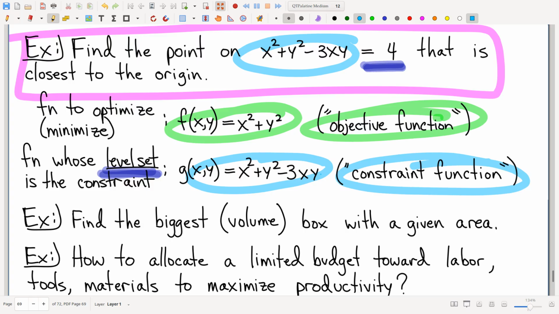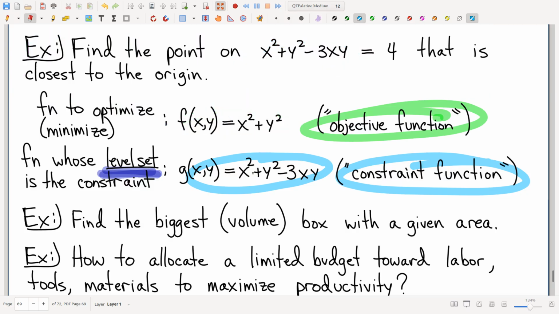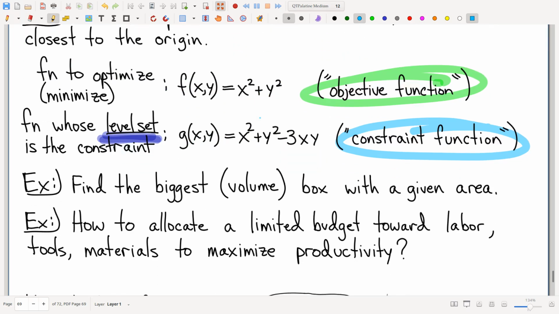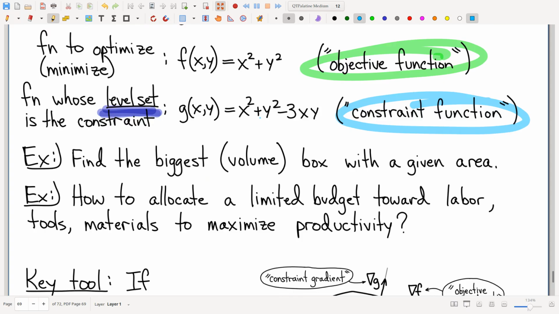So whenever you have a constrained optimization problem, if you want to use Lagrange multipliers, which you do, it's awesome, a really powerful method, you've got to identify what your objective function is. You've got to identify what your constraint function is. So real quick, a couple more examples of how to just set this up. Let's look at these two examples down here.